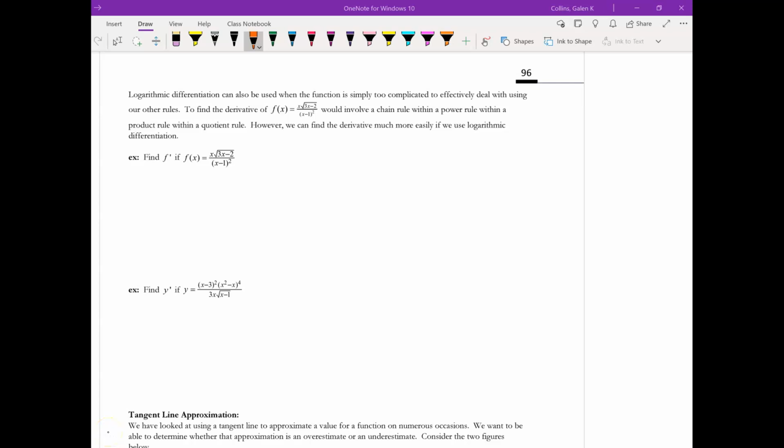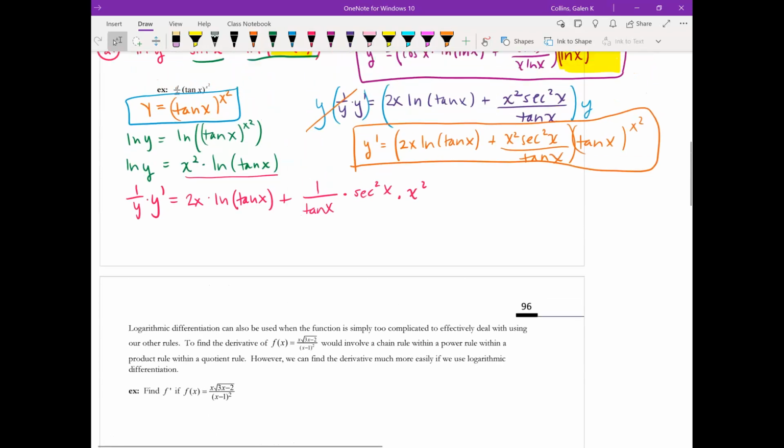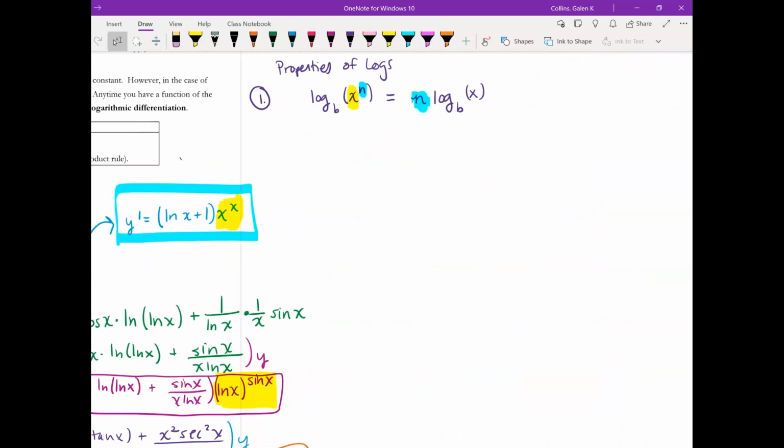Welcome back. We're finishing off the notes for 7.1 with logarithmic differentiation. So we reviewed that first property of powers, and I'm actually going to write out the other two properties of logs.